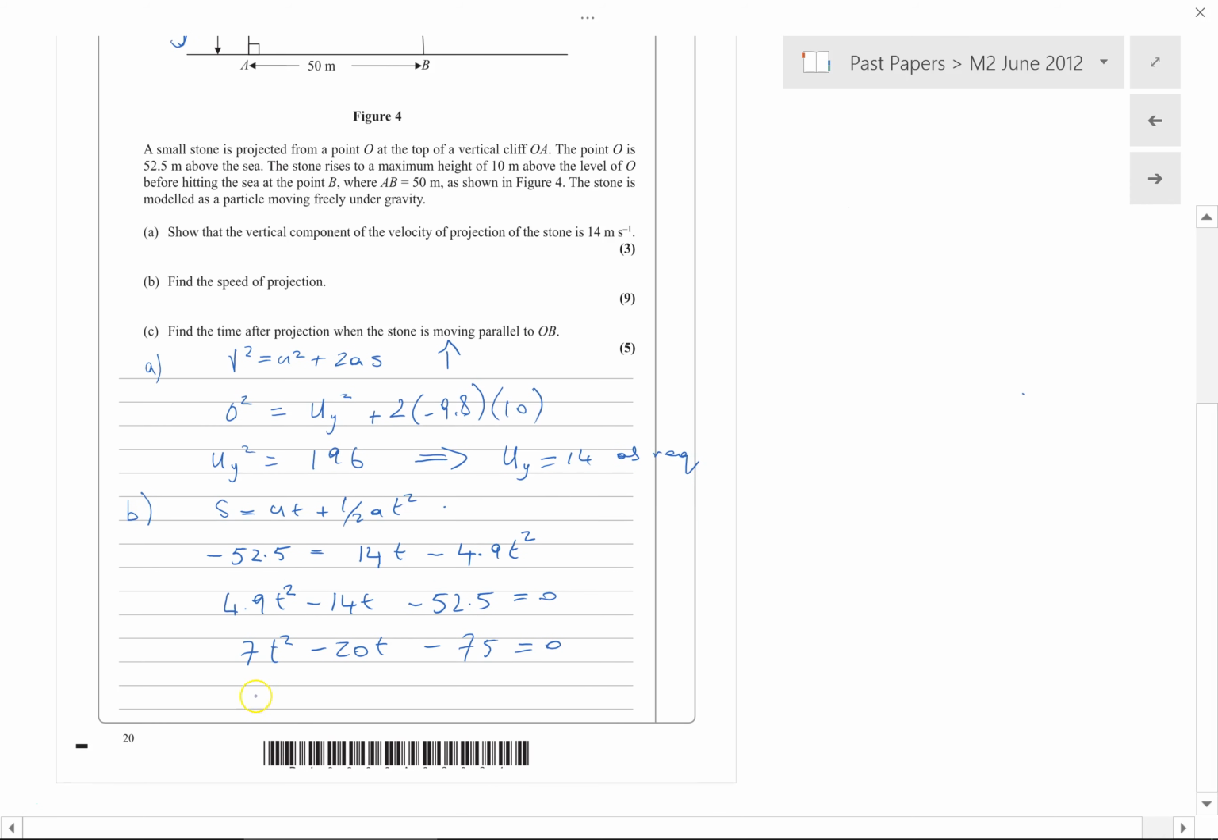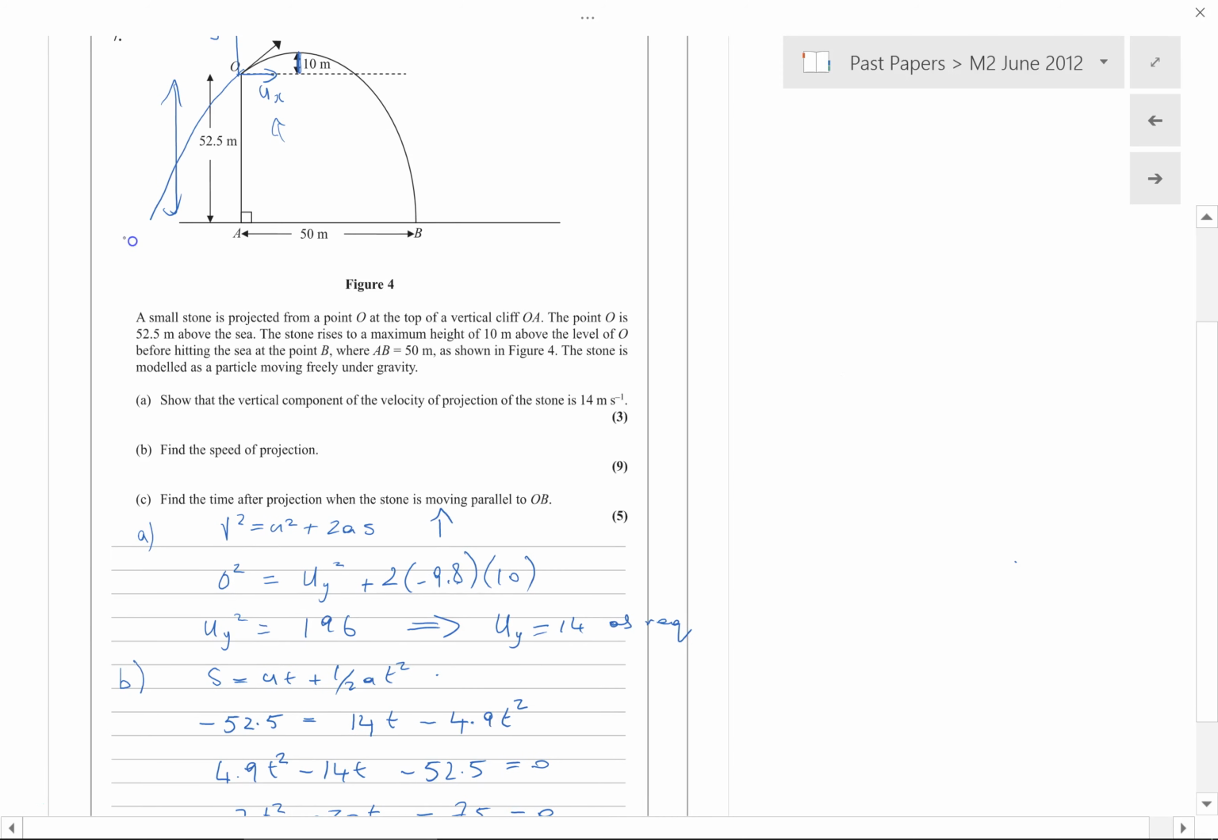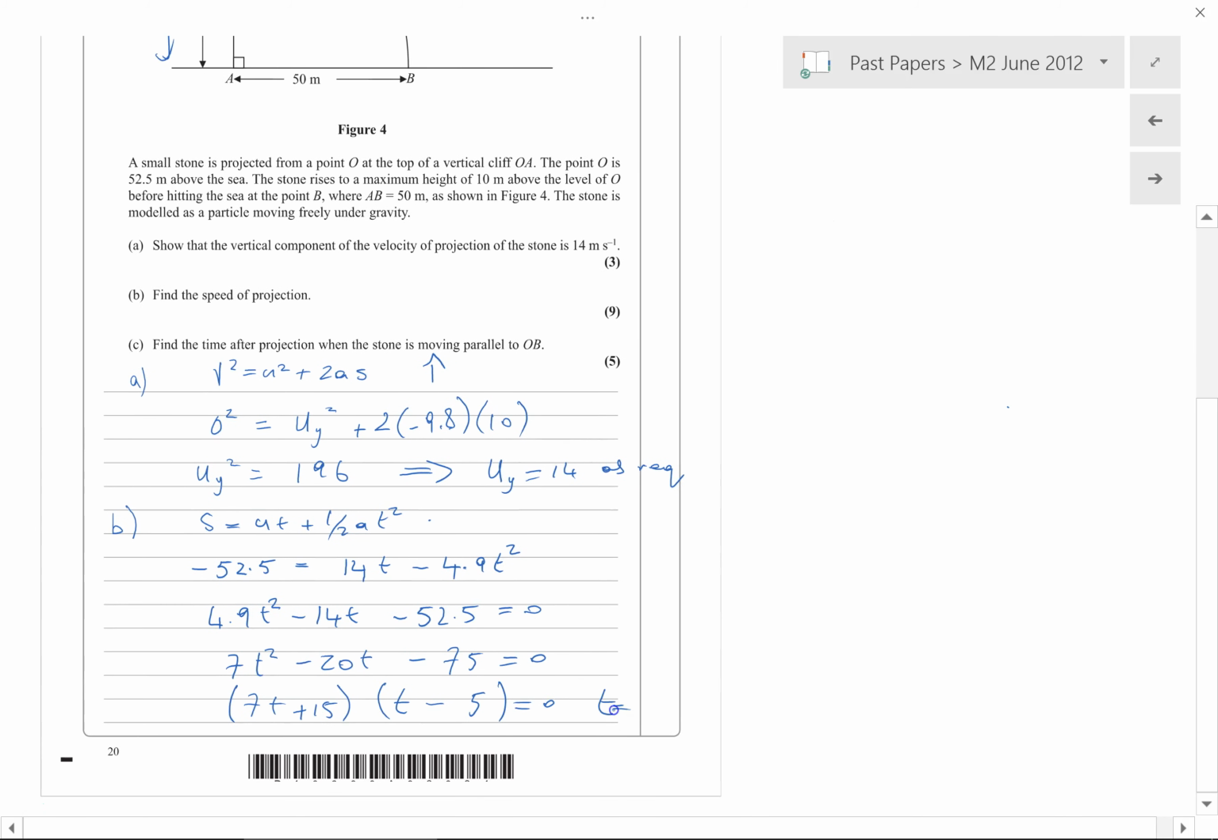That factorises, which is 7t and t, and then we've got, I think, 5 and 15, minus 5, which would give me my minus 35 plus 15. Obviously the negative one is not appropriate. That basically arises from this point here, which isn't relevant, the time before it would have touched. So we've got t equals 5.